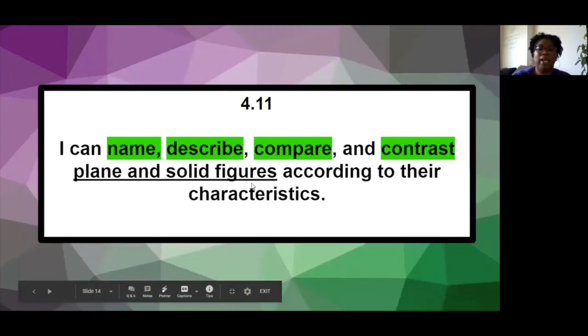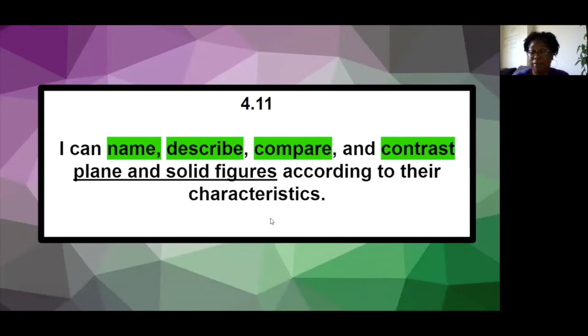Okay, we are done. That brings us to the end of today's lesson. Our goal for today was to name, describe, compare and contrast plane and solid figures according to their characteristics. And we were able to do that by completing the charts and completing our quiz.